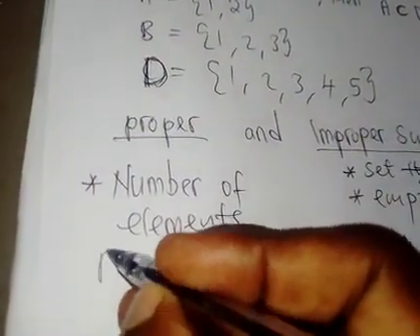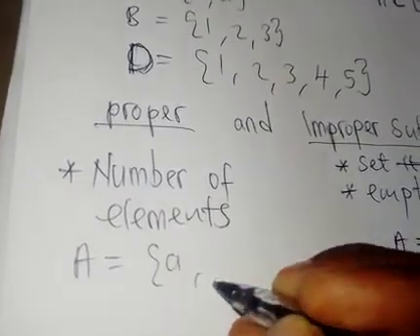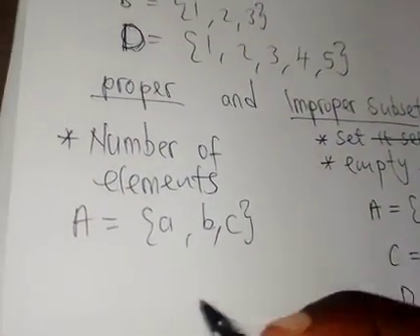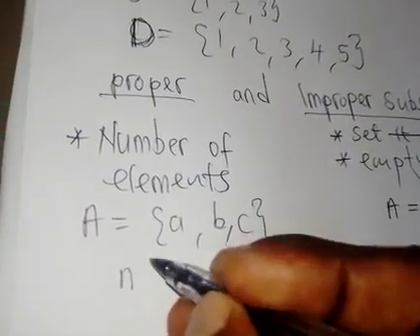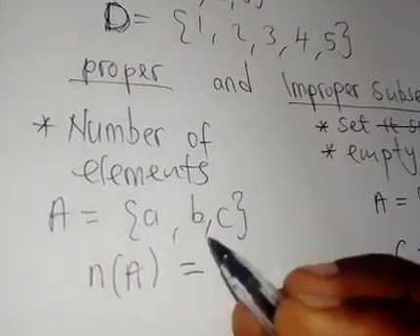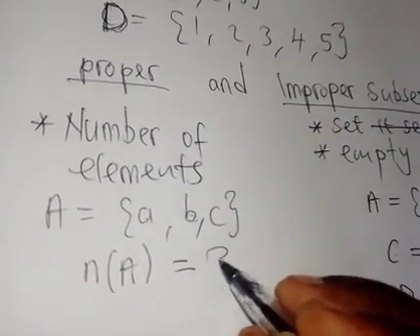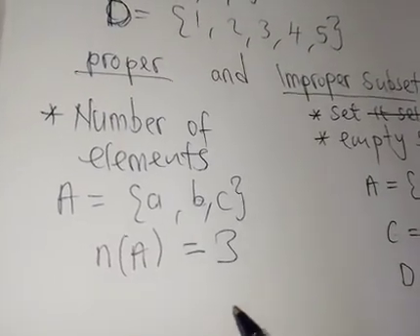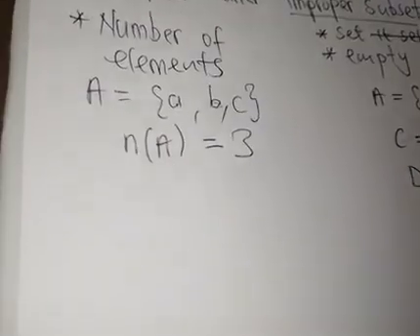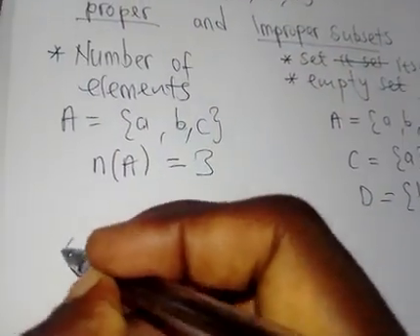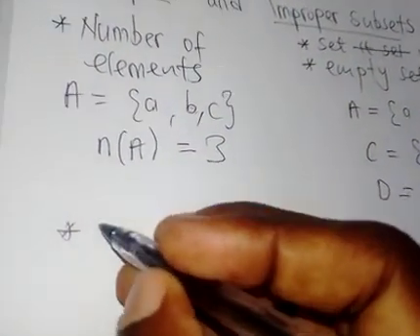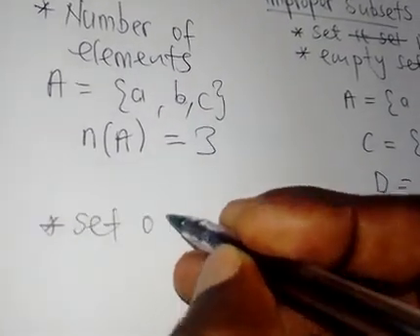So let's say we have set A, which equals A, B, C. Now, how do we find the number of elements in a set? We just denote that by saying n(A). So this is the number of elements in set A. And in this case, you just count. We have 1, 2, 3, 3 elements. That's it. That's how you find the number of elements in a set. Then in some cases, okay, so we move on, we can have what we are calling a set of sets.